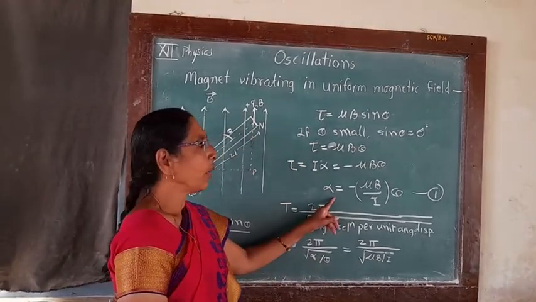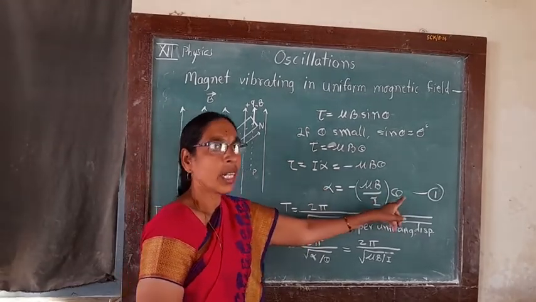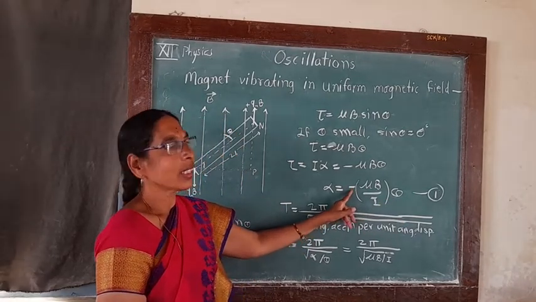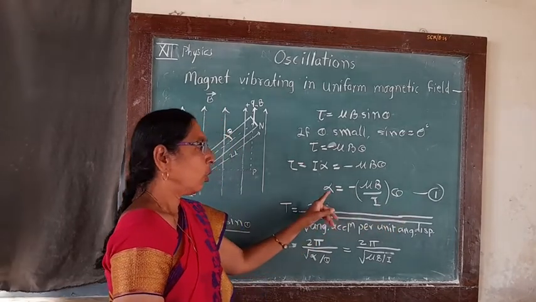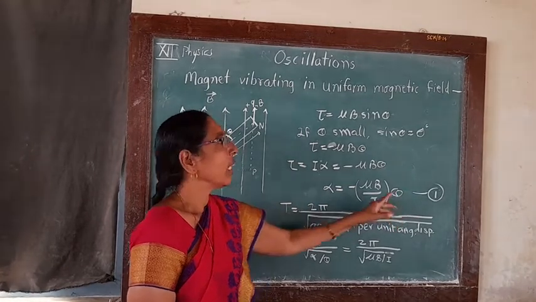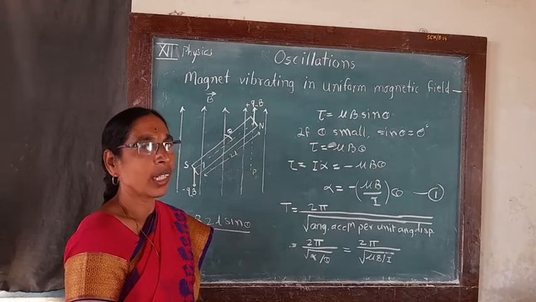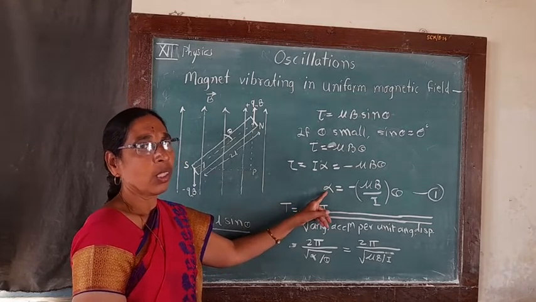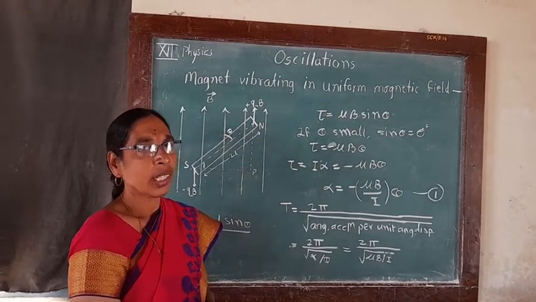It means that alpha is directly proportional to theta, that is, angular acceleration is directly proportional to angular displacement, and this negative sign indicates that alpha and theta are oppositely directed. So alpha is directly proportional to theta and they are oppositely directed. It means that the motion of this bar magnet is angular SHM. From this equation we can conclude that the motion of a bar magnet vibrating in a uniform magnetic field is angular SHM.